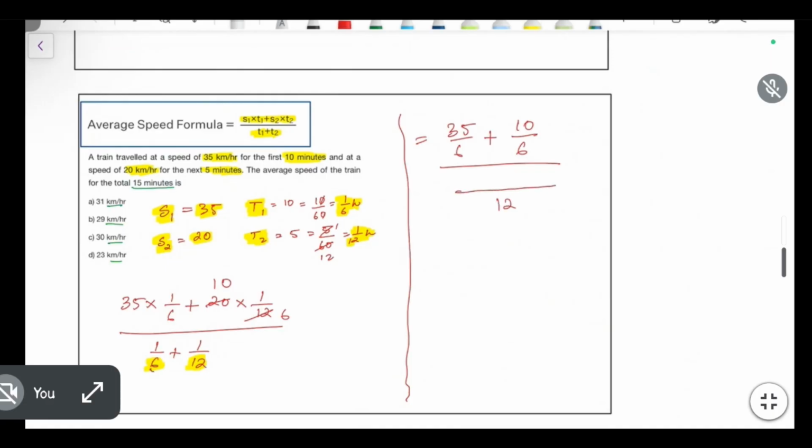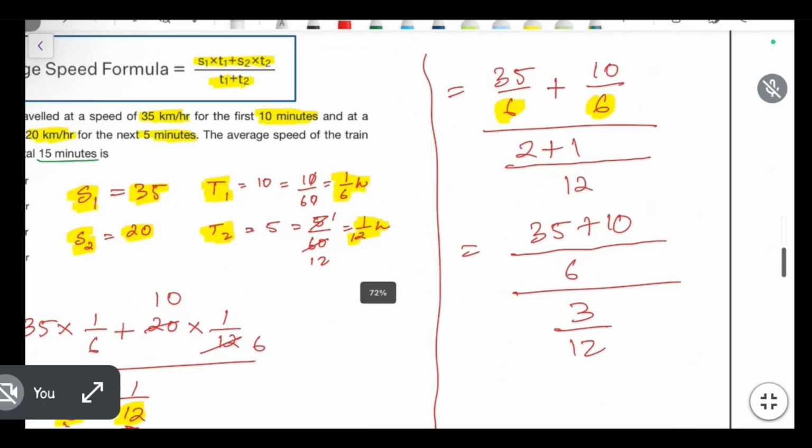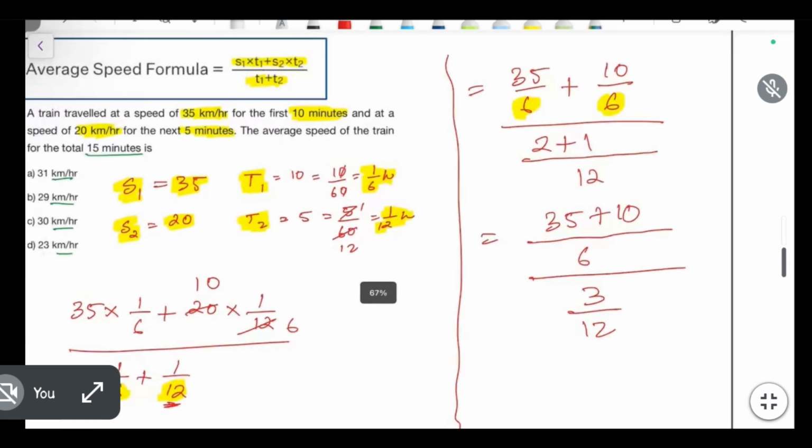So 6 times how much is 12? 6 times 2. 12 times how much is 12? 1. If you look here, both have the same denominator, which is 6. So I'll just put the LCM as 6, which is 35 plus 10, divided by 2 plus 1 is 3, divided by 12. 2 plus 1 is 3 divided by 12.